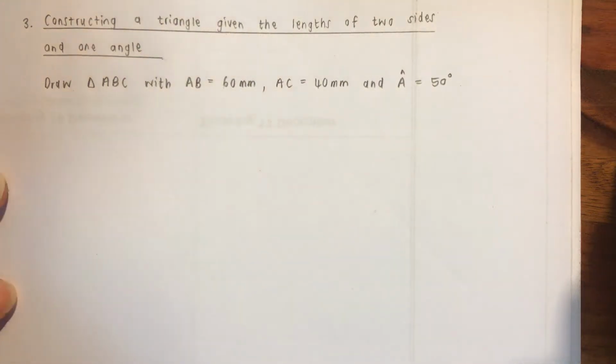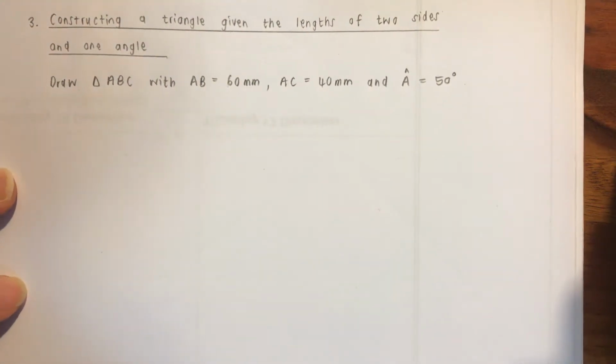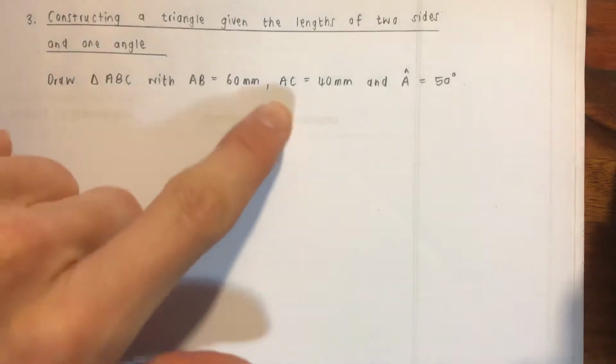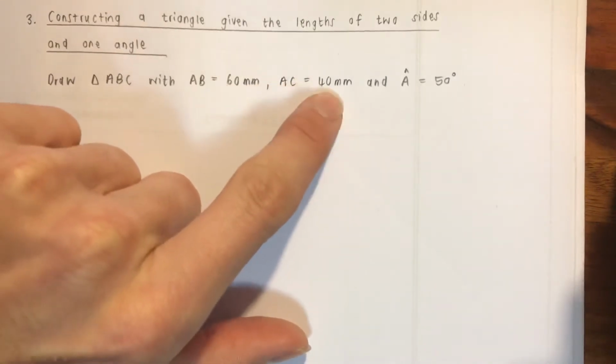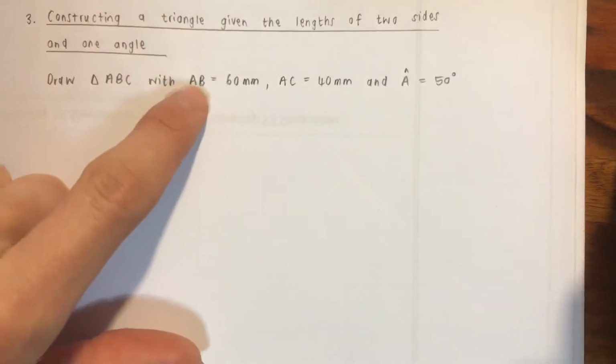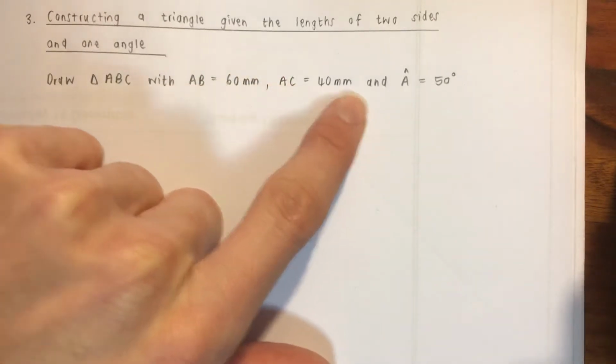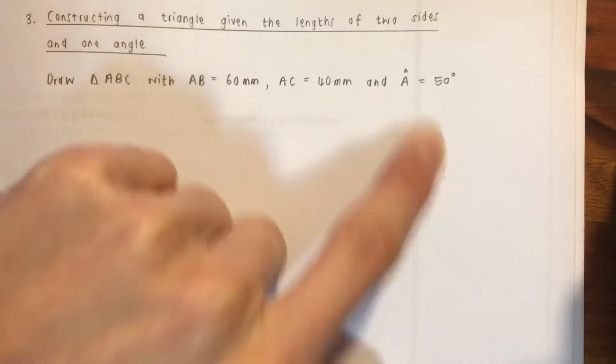Hi everyone, this is the last one for today, the third construction method for a triangle, and this is constructing a triangle when you're given two side lengths and one angle. So they tell us, draw triangle ABC when AB is 60 millimeters, and then also the other side length going from AC is 40 millimeters. So you can see that both of these side lengths have their origin at A. It's AB and AC. Okay, and then we have also angle A, 50 degrees.